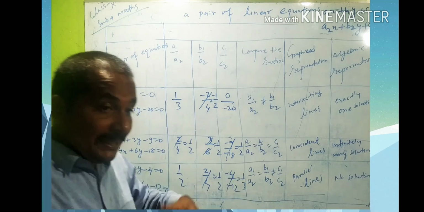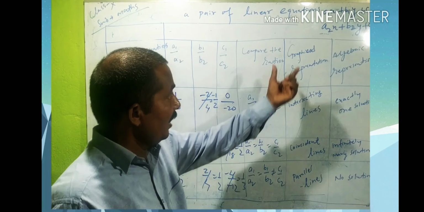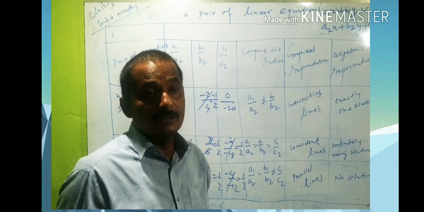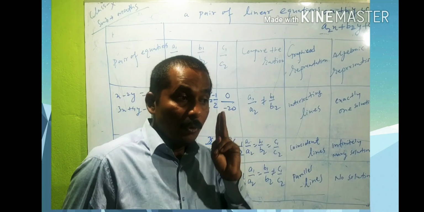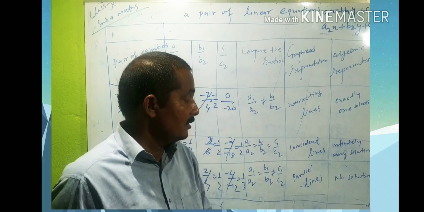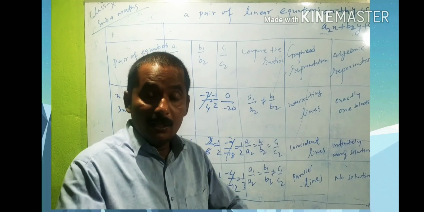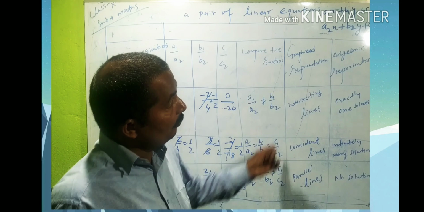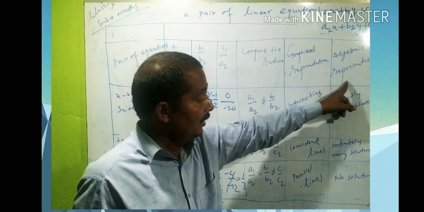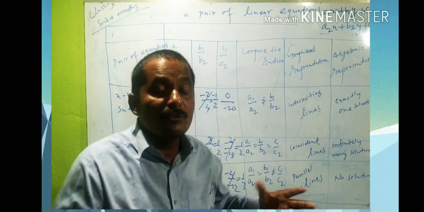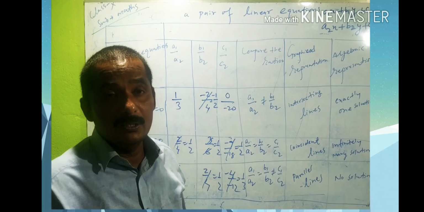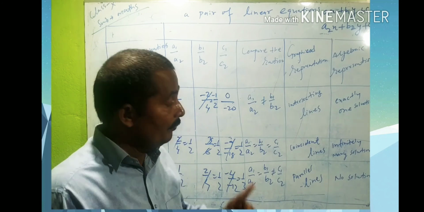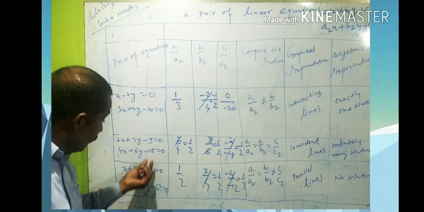So in this condition the graphical representation will be parallel lines. Both graphs, both straight lines, will be parallel, they will never cut each other. And in this condition, if you go for algebraic representation, there will be no such values of x and y which will satisfy both the equations.